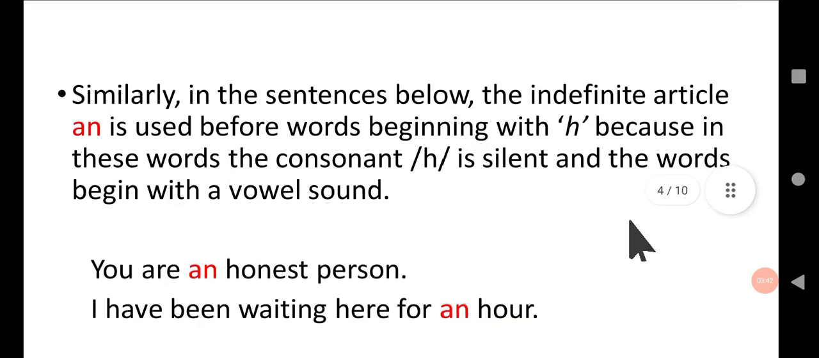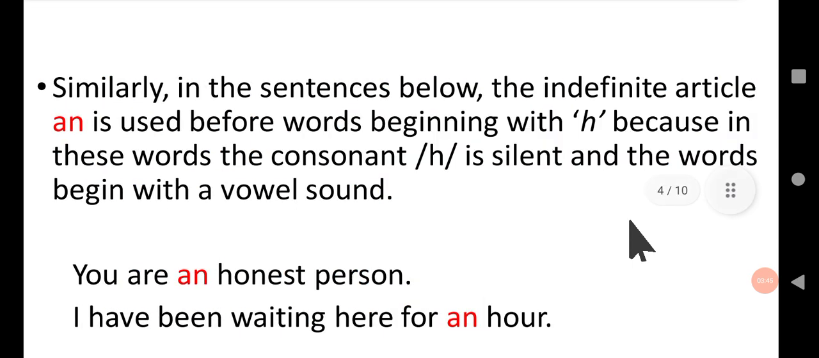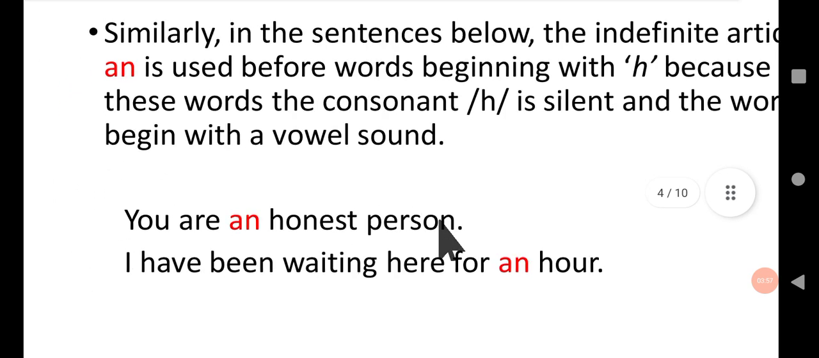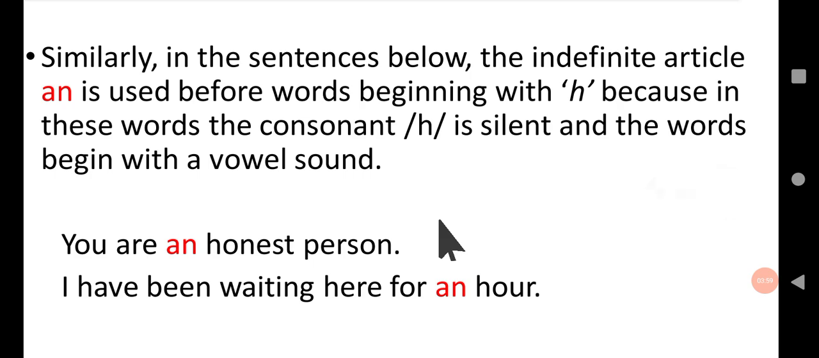Similarly, in the sentences below, the indefinite article an is used before words which begin with h, because in these words the consonant h is silent and the words begin with a vowel sound. Okay, see here, this is the usage of a and an. It completely depends on the sounds of the nouns. Okay, you must remember that point. If there is a vowel sound, you have to opt for an. If there is a consonant sound, you have to opt for a.